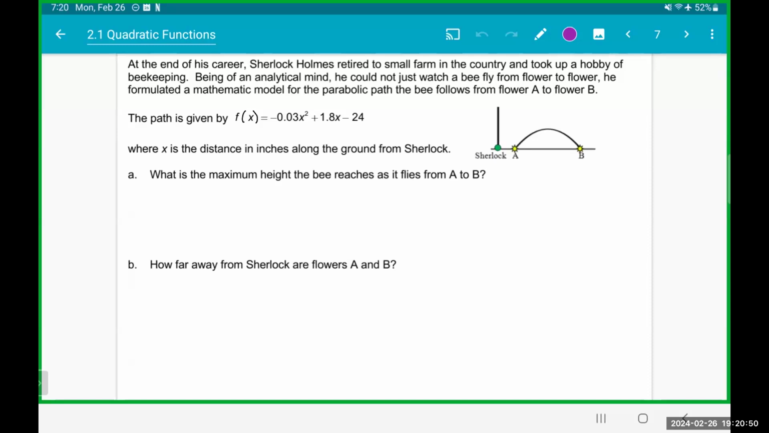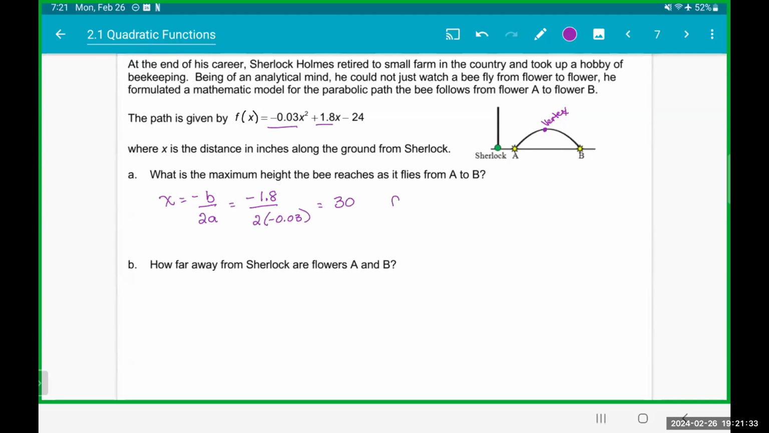So we want to know what is the maximum height that the bee reaches as it flies from A to B, right? That maximum point is really just your vertex. We have the ability to do that simply by using the formula. So we could say x equals negative b divided by 2a. My b is 1.8, so negative 1.8 divided by 2 times negative 0.03, and that simplifies down to 30.